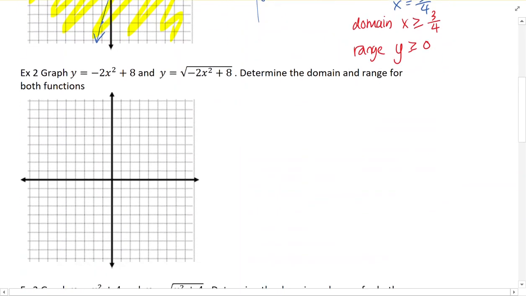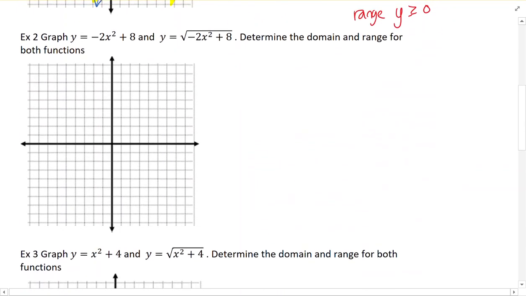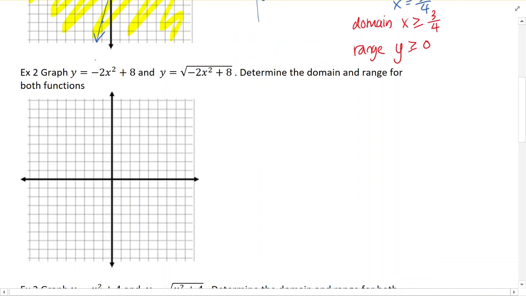Okay, on to our next example. So now we're going to graph a parabola and the square root of a parabola, and again determine the domain and range. With our parabola, thinking back to chapter 1, this first part is our A, this next part is our K. So that means we're looking at a vertical reflection, vertical stretch by a factor of 2, and a vertical translation, everything is vertical here, up 8.